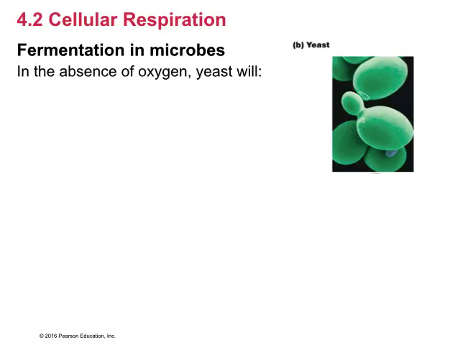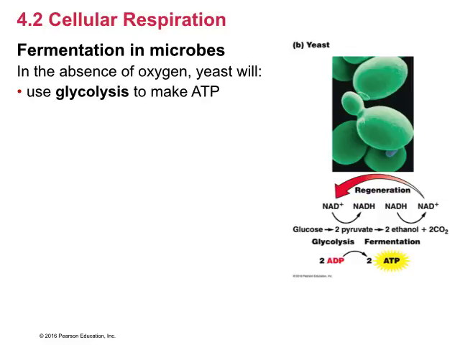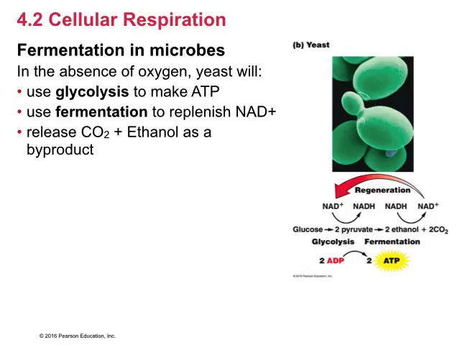All right, so let's look at fermentation in microbes. Yeast is awesome, and I'll tell you why in a second. Yeast can use oxygen to do cellular respiration, but when there's no oxygen, they use glycolysis, just like your muscle cells, to make ATP. And they use fermentation, just like muscle cells, to replenish the NAD+ so you can keep doing glycolysis. Yeast, though, release CO2 and ethanol as a byproduct, and it's super important. If you didn't know this already, yeast fermentation is used to make wine, beer, and bread. Very important commercial products today.